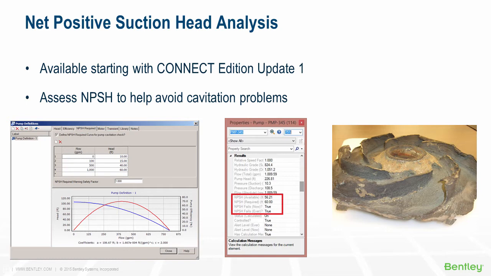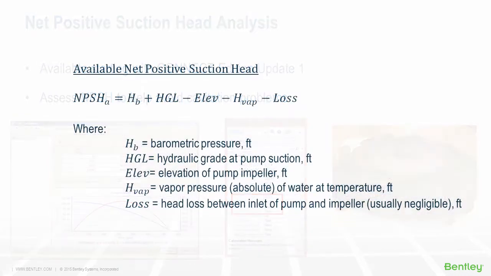The net positive suction head required is the head needed to prevent cavitation at different flows and is provided by the pump manufacturer. The net positive suction head available is the margin of actual available pressure head over vapor pressure at the suction side of the pump. This is calculated based on the equation shown. With these two values calculated at each time step, I can determine the risk of cavitation damage occurring.